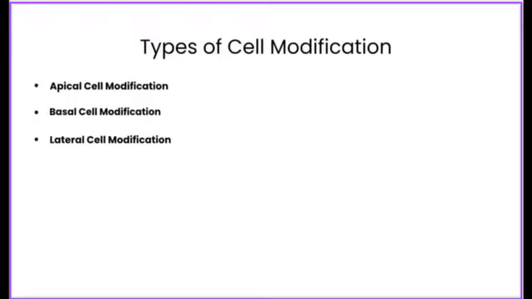We have apical cell modification, basal cell modification, and lateral cell modification. Let's talk about the first type of cell modification, which is apical cell modification. On all epithelia, they have one free surface called the apical surface, which is exposed to the body surface or to the lumen of a space, body cavity, duct, tube, or vessel.